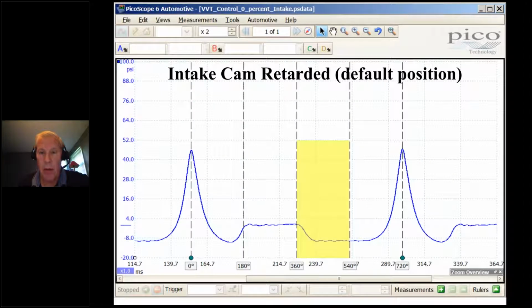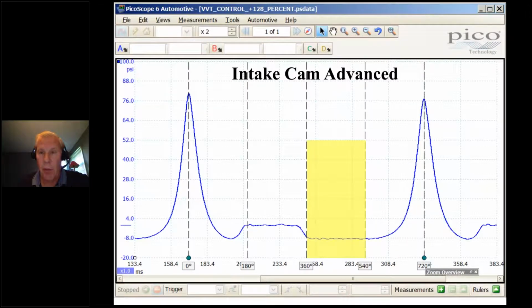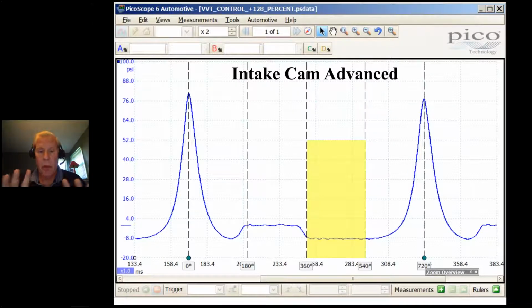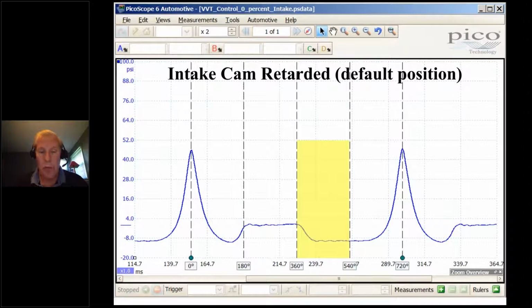So that's fully retarded. That's fully advanced. Fully retarded, fully advanced. Yes, other things moved, no doubt. But you can see the point at which my deepest vacuum first occurred has moved to the left. It has moved to the left. So it's an indicator.